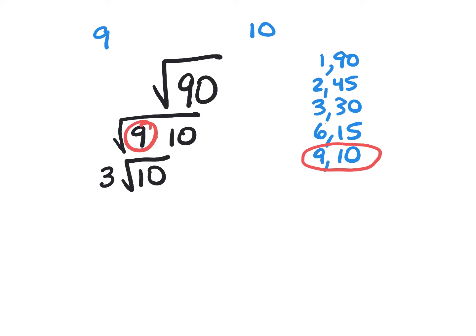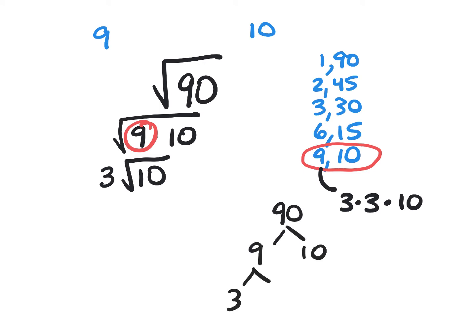Now, how are we going to do this using the TI Inspire? We are going to actually find our prime factorization. So our prime factorization, and I'll show a different video for how to do the TI Inspire, but would be 3 times 3 times 10. So you might remember the factor trees from earlier years. If you took 90, you would say that's 9 times 10, and 9 goes to 3 and 3.